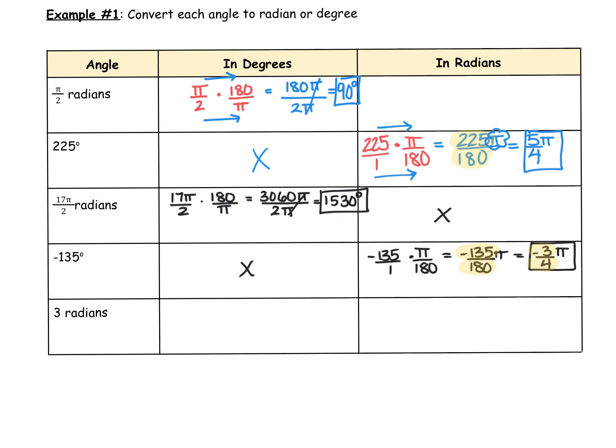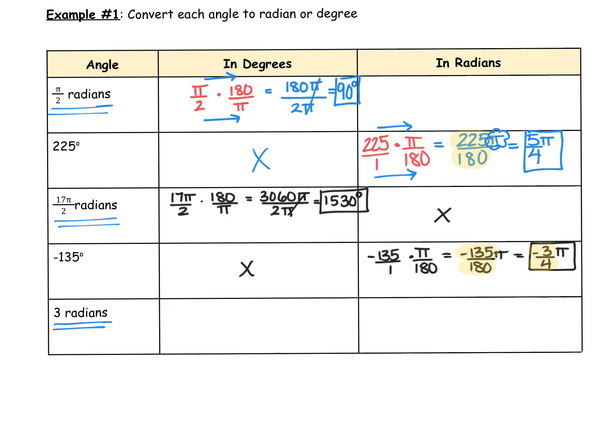Okay, so the last example is 3 radians. Now I saved this example to do together because notice how this radian doesn't have a pi in it, but this does, and this does. So it's okay. We're still going to do it the same way. Our answer might look a little different.